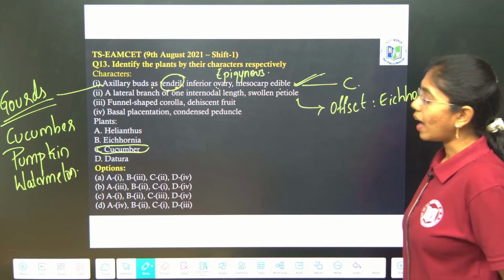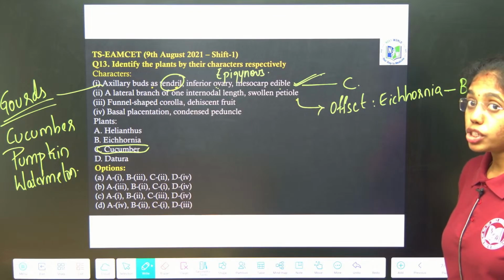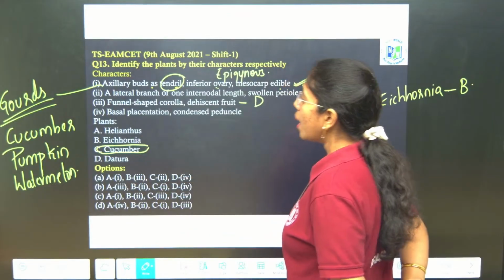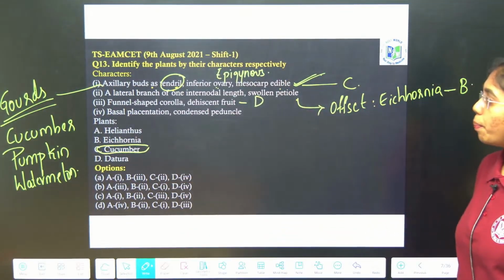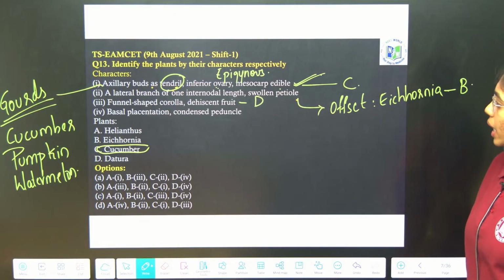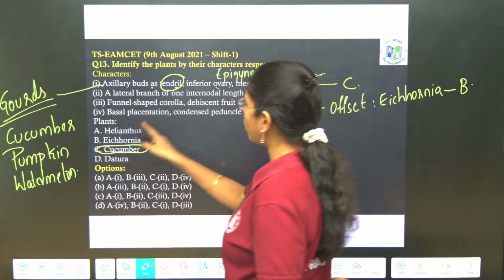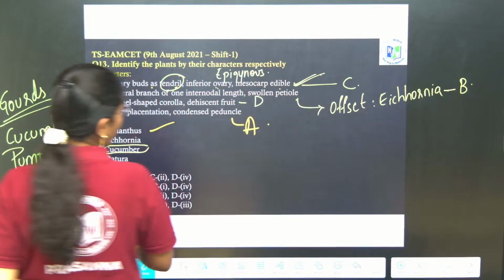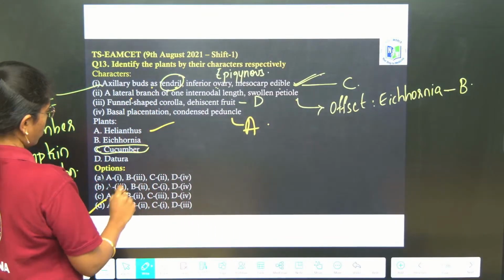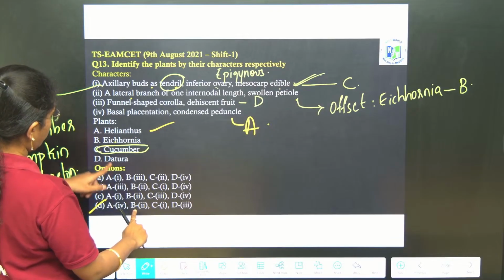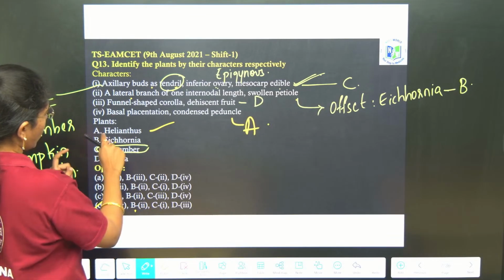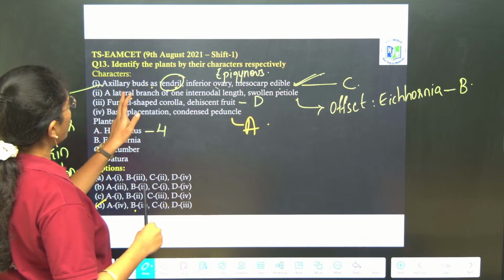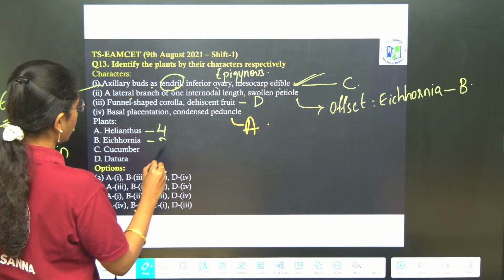Funnel shaped corolla with dehiscent fruit, you can see it as what? Datura. Basal placentation with condensed peduncle, you can see it for Helianthus, that is option A. So, A is 4. B is 2, that is Eichhornia, a lateral branch of one internodal length.